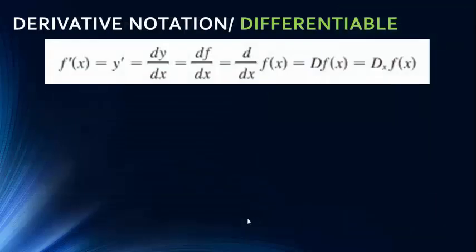So I want to give you some more notation pieces. We've been using f prime or f apostrophe x as the derivative. Remember, f of x is y. Another form of notation says y prime. We can also do dy dx. This is later notation by Leibniz. Df dx, d dx of f of x, capital D of f of x, and also d sub x of f of x.